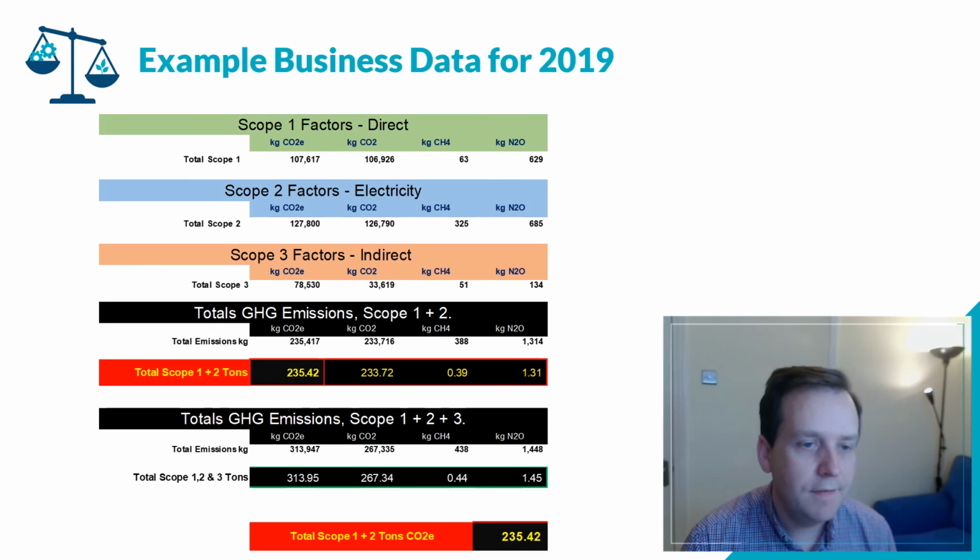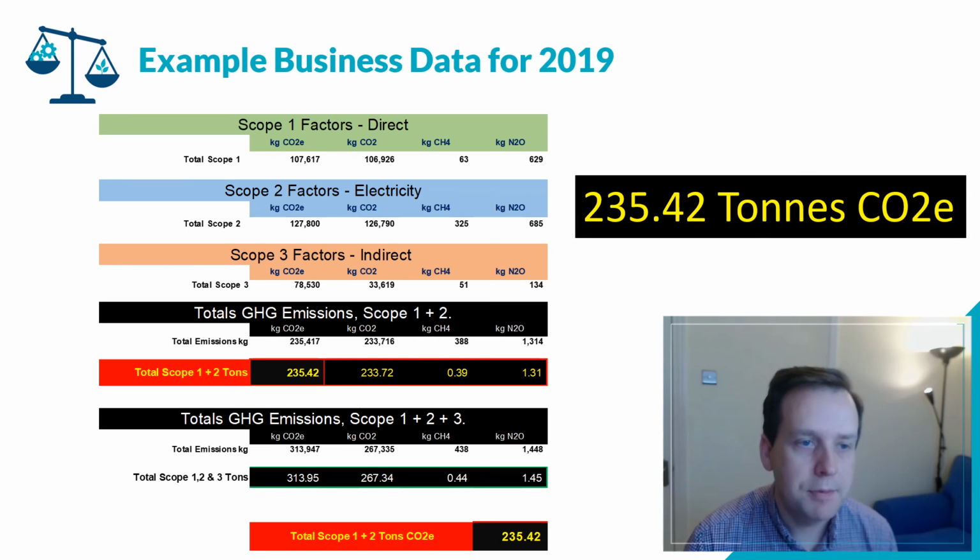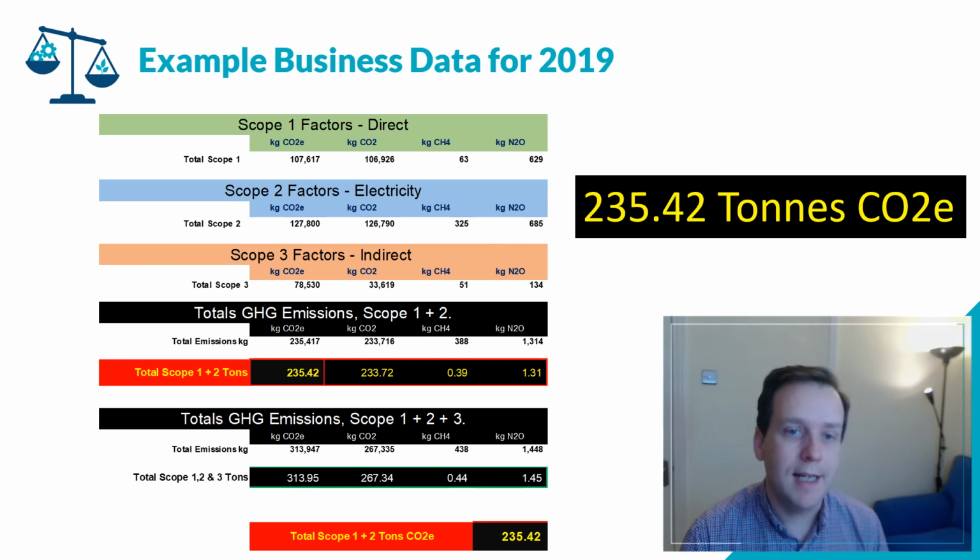So finally, from our spreadsheet, we can see for our representative example business, total CO2e for scope 1 and scope 2 of 235.42 tons of CO2 equivalent gas being emitted.